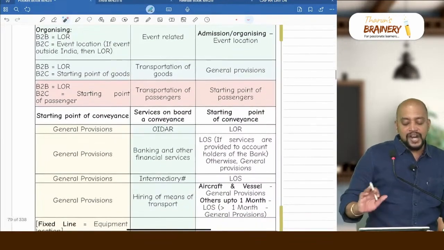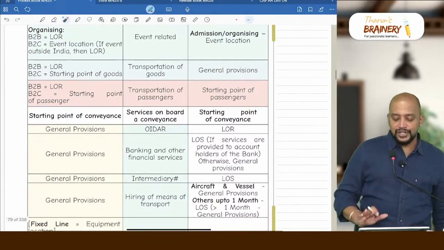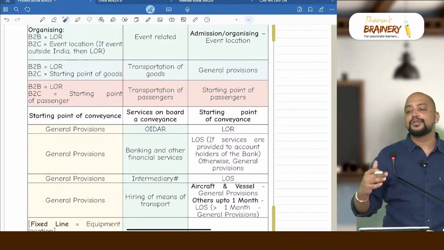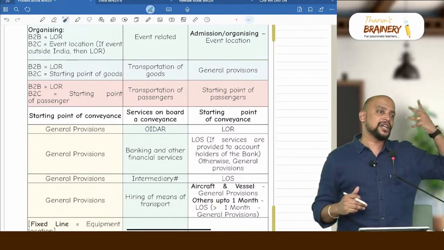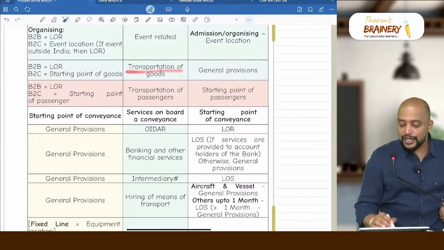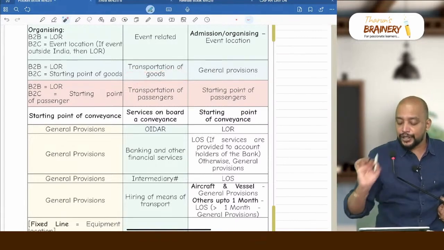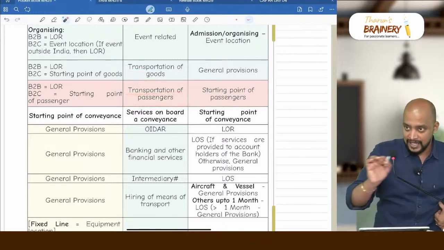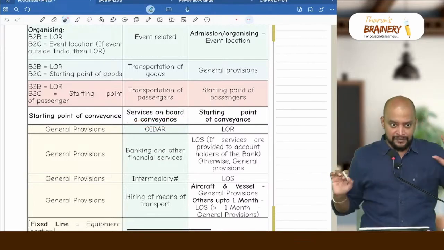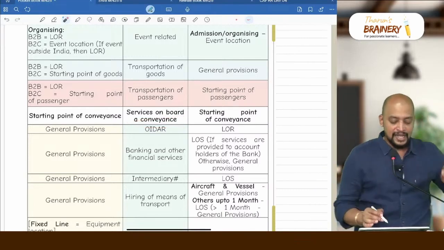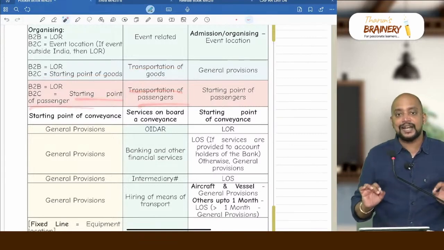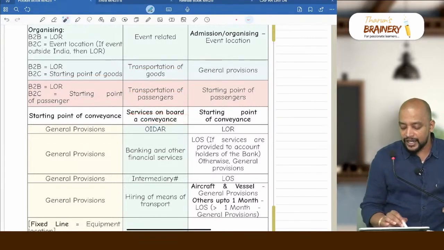Then look into the transportation sector. For the transportation sector, transportation of goods, transportation of passengers. We already know B2B, B2C classification will come, and B2B means location of recipient, but you need to remember only B2C. Easily remember: transportation of goods, section 12, starting point of goods; transportation of passenger, starting point of passenger; service on board a conveyance, starting point of conveyance. These 3 points easily you can remember.